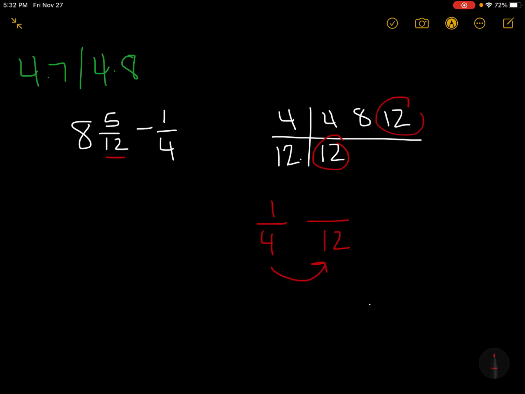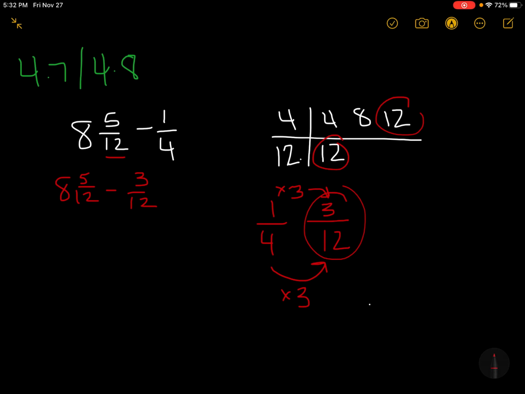I figure out what I'm multiplying by, and I know that it's 3. So I'm going to multiply by 3 on the top as well. 1 times 3 is 3. My new fraction is 3 over 12, so I can rewrite my problem. 8 and 5/12 minus my new fraction of 3/12.